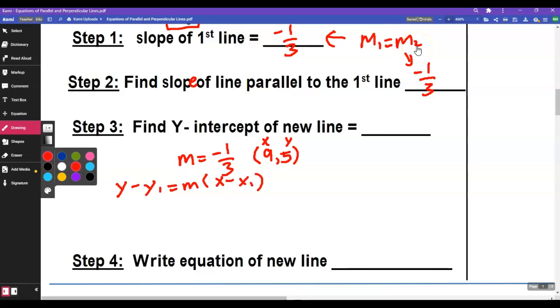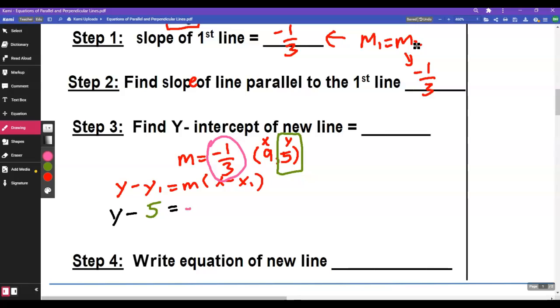So if I just substitute everything in carefully, the y1, let's see here, my y is equal to 5. And the slope, negative 1/3. And the x is 9. And that's the equation of the line.